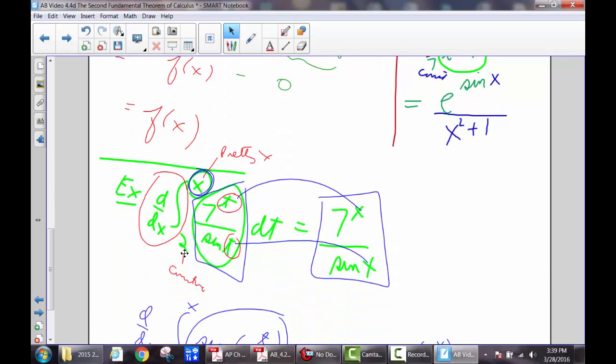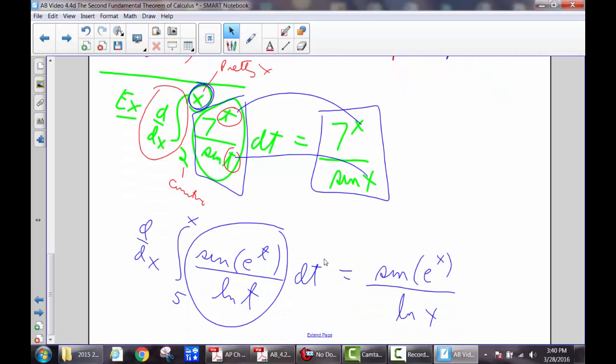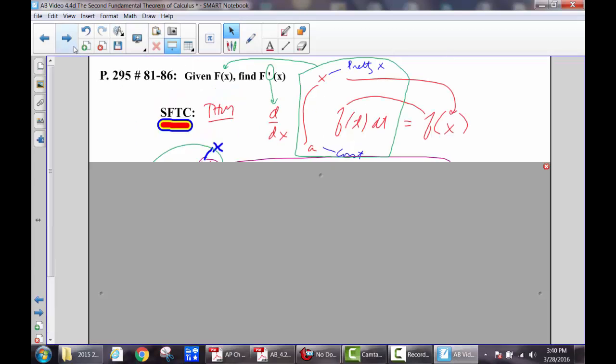Here's another example: d dx of the integral from 2 to x of 7 to the t over sine t dt. Because that's d dx of the integral of, it's the second fundamental theorem of calculus. That's a constant and that's just x, so your answer is this function, but take the t's away and replace them with x's. Same thing here: d dx of the integral from a constant to x, take this function and replace the t's by x's. It's extremely simple.